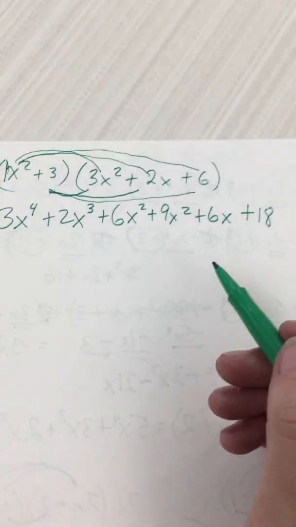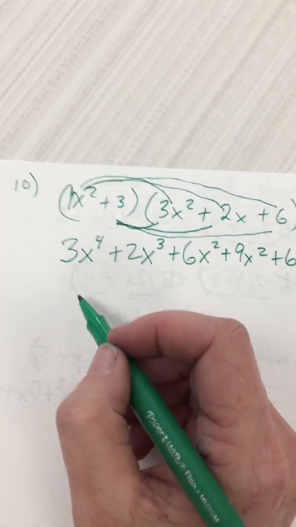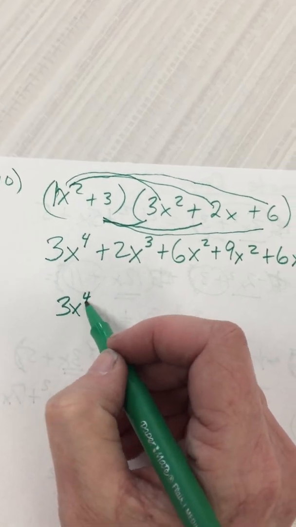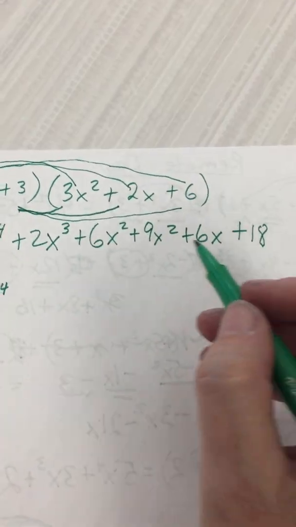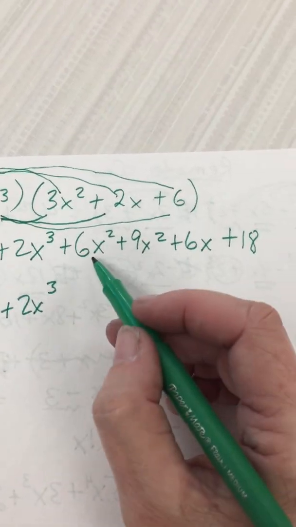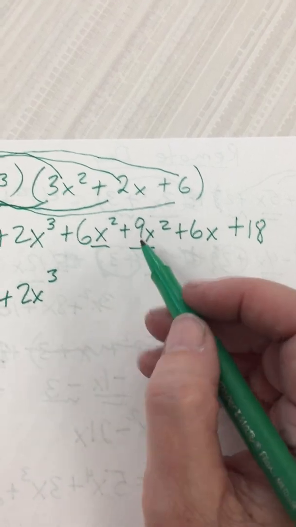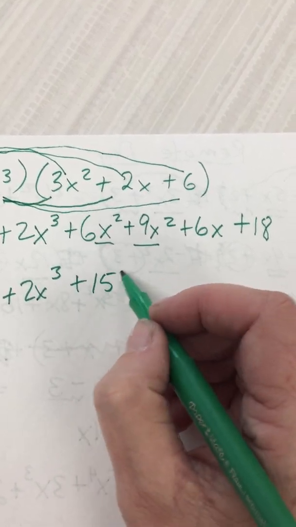And then I go back and look for like terms. So I have an x to the 4th, and I don't see any other x to the 4th, so this is going to stay 3x to the 4th. x cubed, any other x cubes? Nope, so that's going to stay plus 2x cubed. Squares, oh, there's two squares here, 6x squared and 9x squared. So 6 plus 9 is 15x squared.